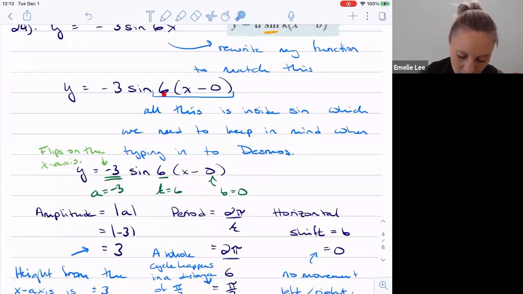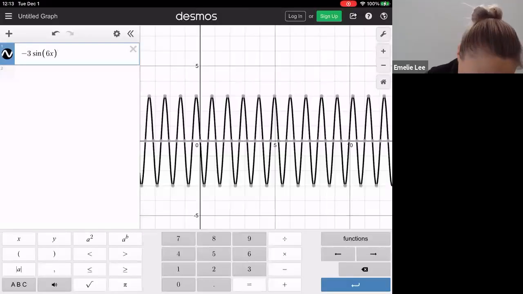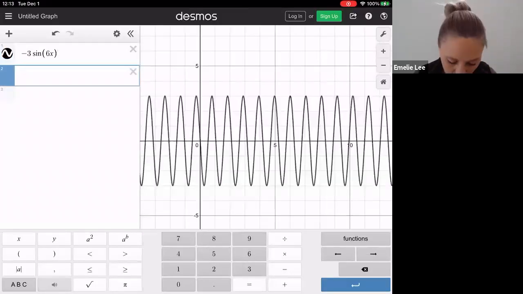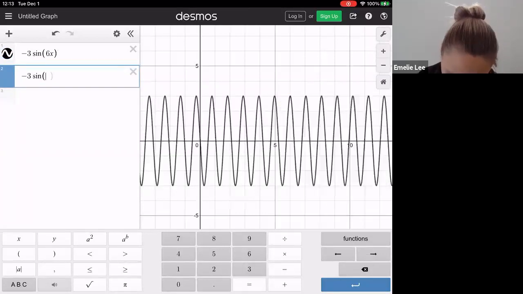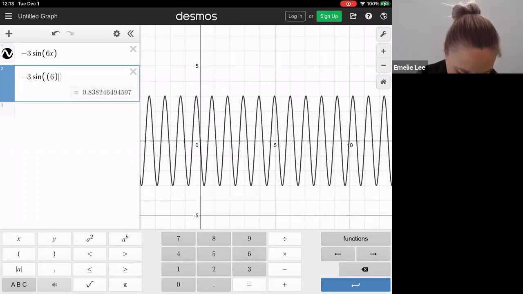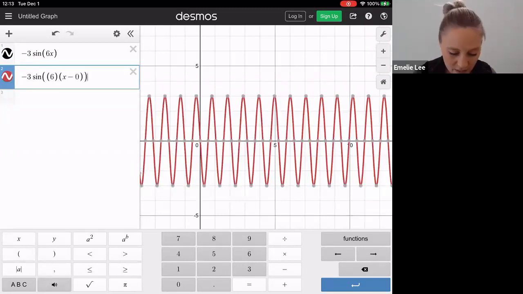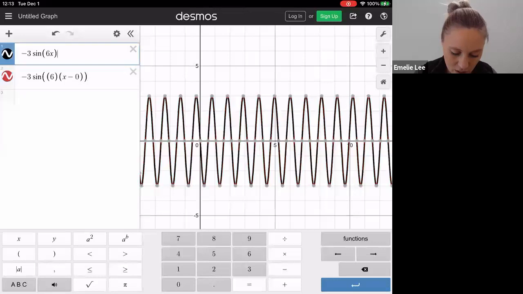Notice what we said here, right? All of this 6 times x minus 1 has to stay inside the sine. So how you're going to do that in Desmos, if you want to check your work, is -3 sine, and then another bracket 6 end bracket, another bracket x minus 0 end bracket, end bracket. These should be the same because I haven't changed anything.